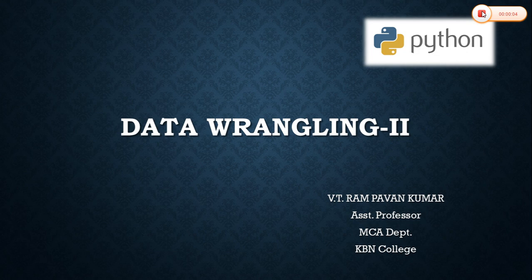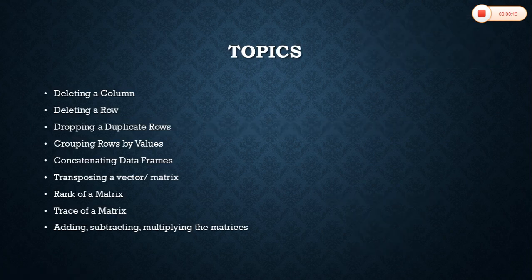Today we discuss data wrangling part 2, as a continuation of data wrangling part 1. In this session we are going to learn how to delete a column, how to delete a row, how to drop the duplicate rows, group the rows by values, concatenate the data frames, and how to create a matrix or a vector, how to find the rank of the matrix, how to trace a matrix, and finally how to add, subtract and multiply the matrices.